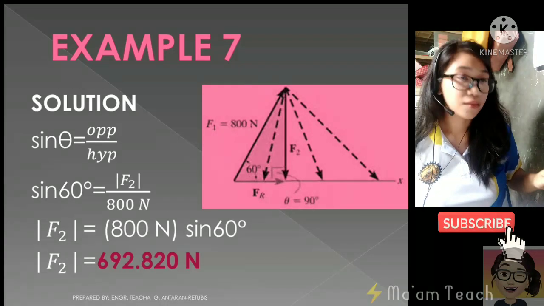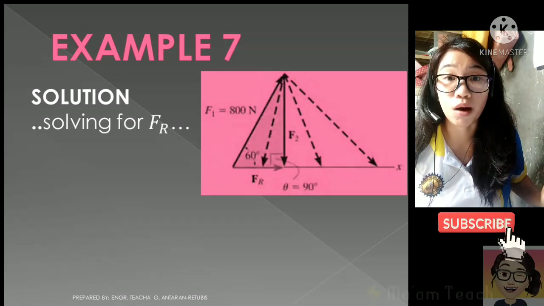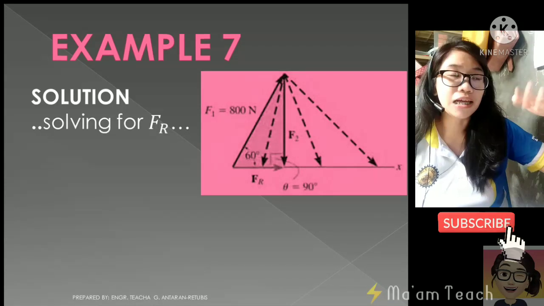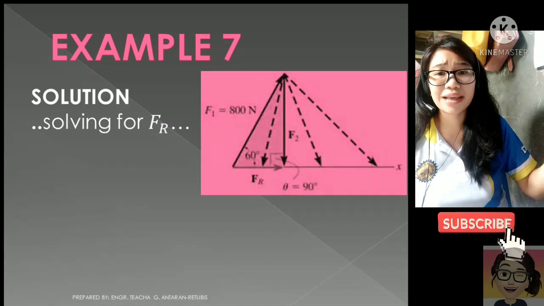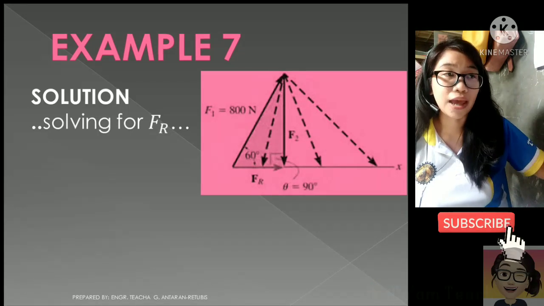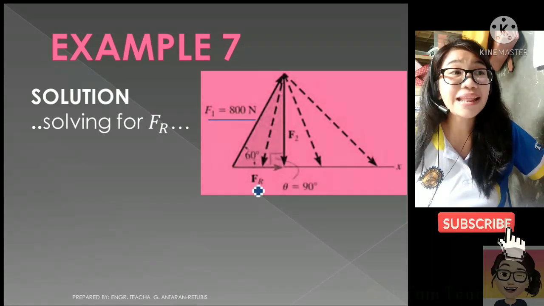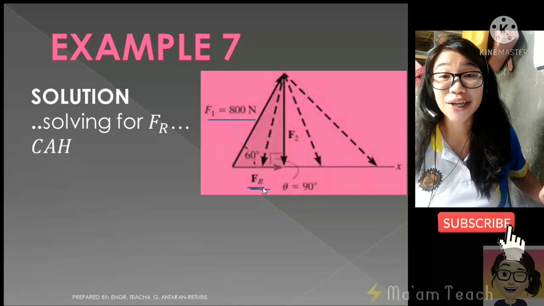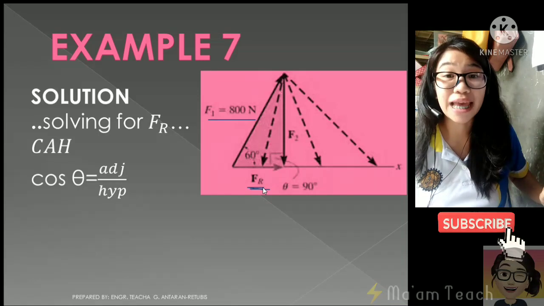Now for the last unknown, or for the last required, which is for the magnitude of the f sub r. For the f sub r, class, it is right here at the adjacent side of the triangle. So still using the right triangle, what do you think is the appropriate trigonometric identity that should be applied in here? Involving what again? Involving the hypotenuse and the adjacent side. So obviously it will be the cosine, or the CAH. So the formula for this is cosine theta equals adjacent over the hypotenuse.